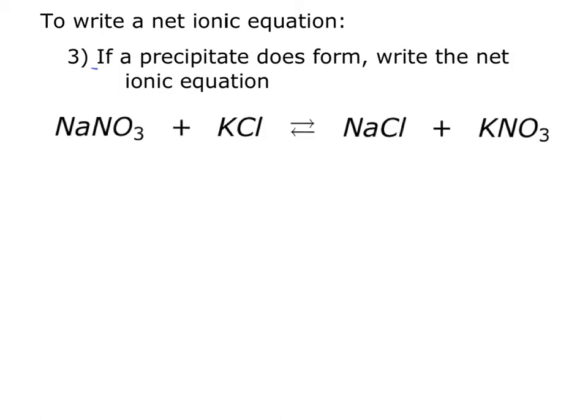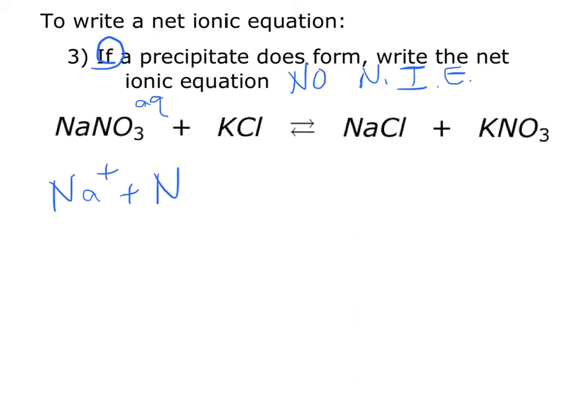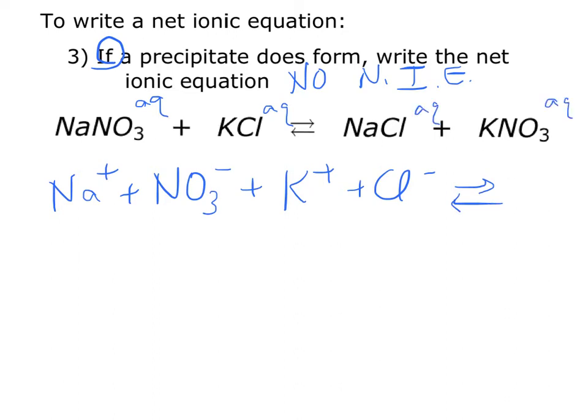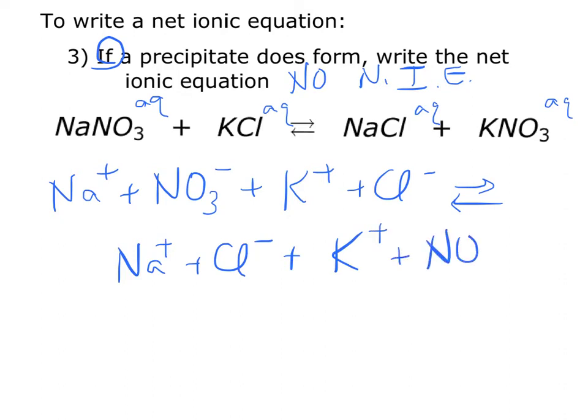Okay, so the next thing is, if a precipitate does form, write the net ionic equation. Since there's no precipitate, that means there is no net ionic equation. But let me show you why. Remember that NaNO3 is aqueous, so that means that in water, NaNO3 breaks up into Na pluses and NO3 minuses. KCl is also aqueous, which means in water it breaks up into K plus and Cl minus. We just determined that NaCl and KNO3 are also both aqueous, so in water that'll be Na plus and Cl minus, K plus, and NO3 minus.